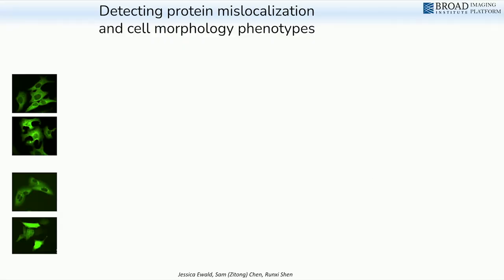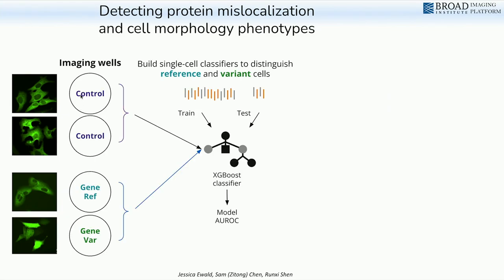So the analysis for this involves using classifiers to tell us what's the difference between, hopefully, control wells that look like each other. And hopefully it's the case that we can distinguish when a gene has the normal version versus a variant that is known to cause a human disorder. So it's a classification problem where we try to build classifiers that can make these distinctions.